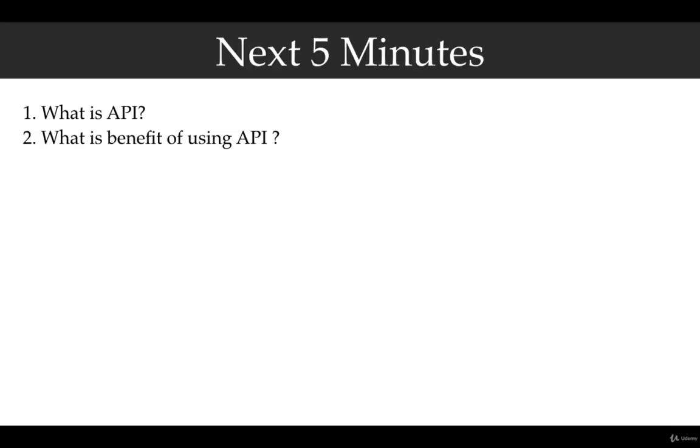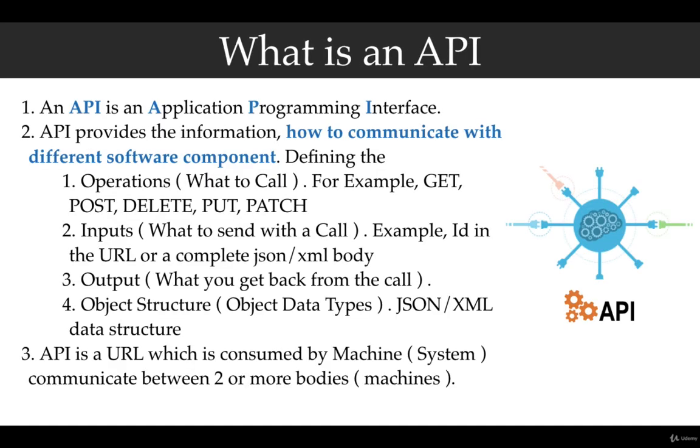In the next 5 minutes we are going to discuss what is API, how this works and what is the benefit of using APIs. So let's quickly start with what is API. API stands for Application Programming Interface. As its name indicates, this is an interface not for humans but for machines. API is an interface for machines where two or more machines can communicate with each other and exchange data between them.